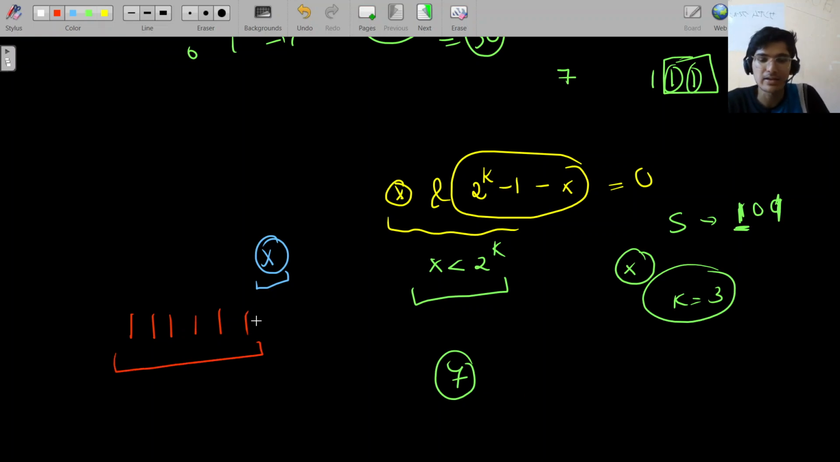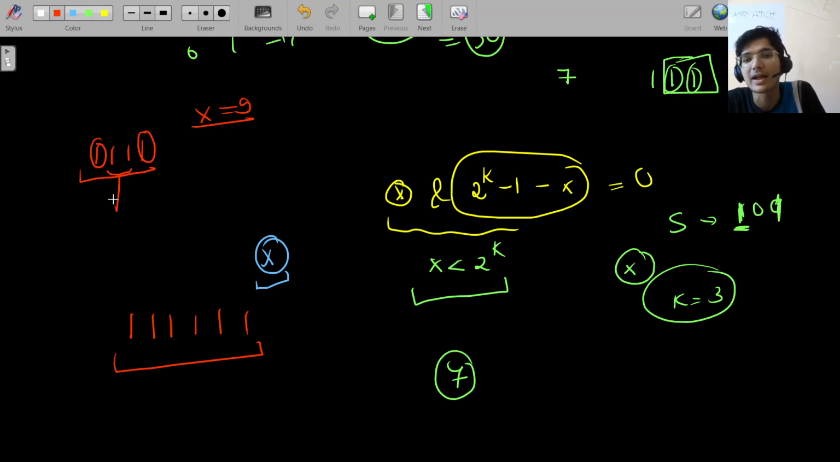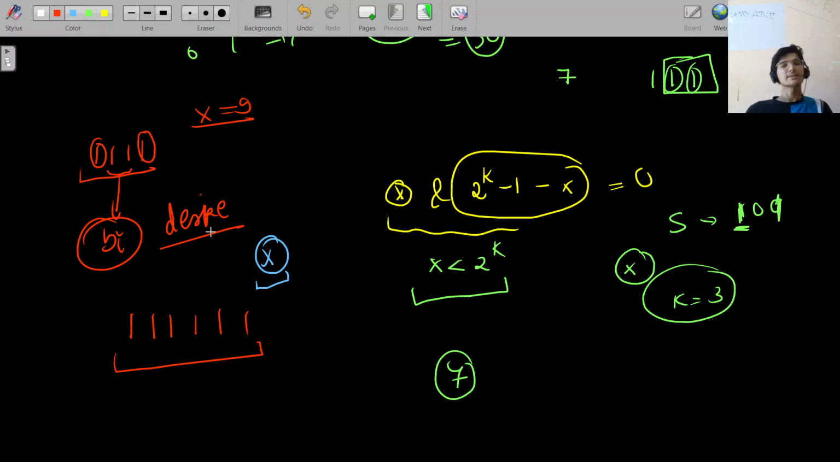Let's say X is 9. So we'll set all the bits, 15, and we want to remove the bits. If I remove 9 from it, this will be removed, this will be removed, and this will remain. And that is our BI that we desire. That is the idea, right?